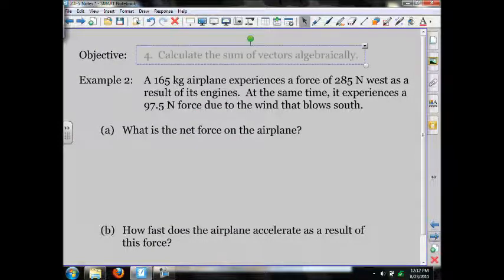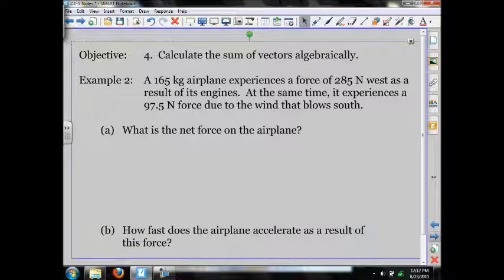Example 2, and again, you will get a handout that has all of the examples on it. So if you're taking notes, I would simply write example 2 and then show the work. And then you'll have a handout that you can refer back to for the problem. That way you don't have to write down all the problem.